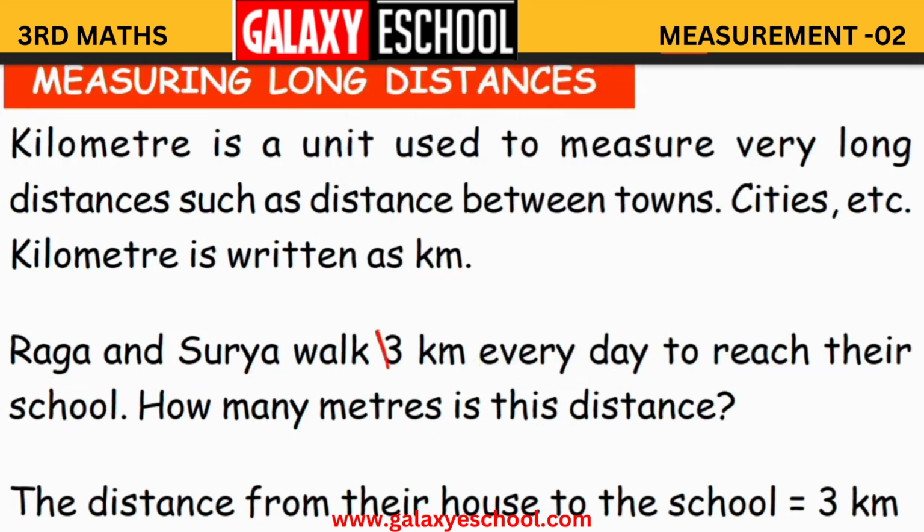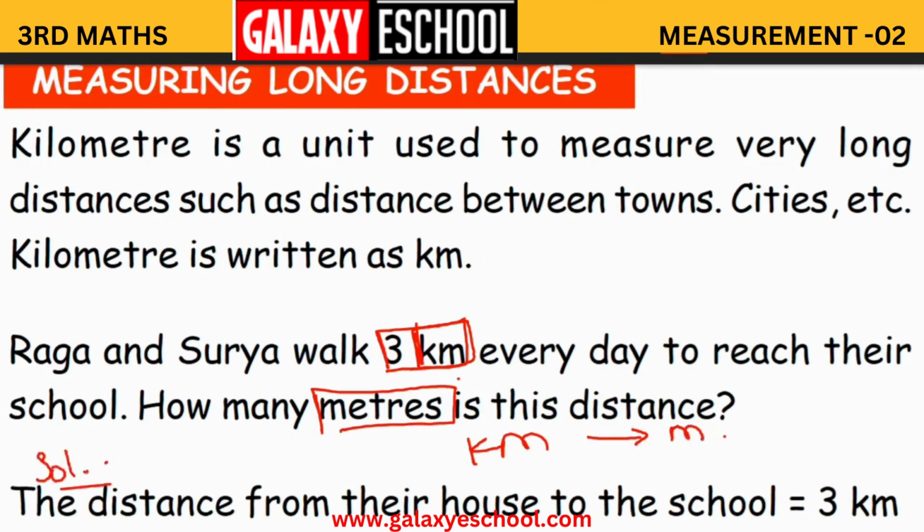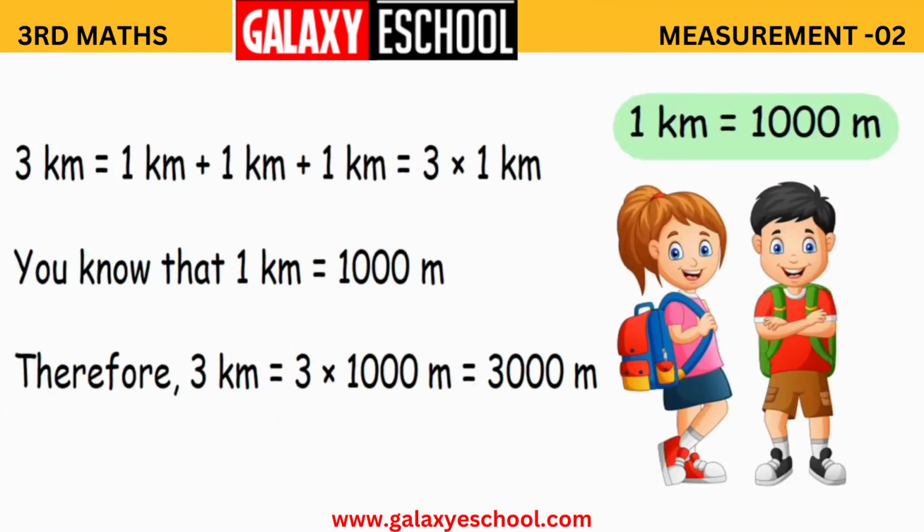In the question, the distance given is in kilometers, and we have to find out the distance in what, children? In meters. That means we have to convert the given kilometers into meters. Understood what we should do here? We should convert the given distance, which is in kilometers, into meters. Coming to the solution, the distance from their house to the school is 3 kilometers.